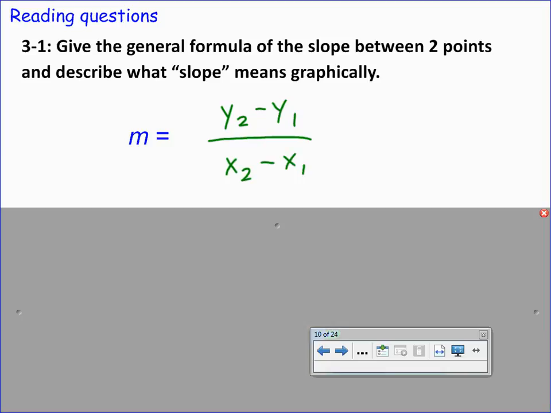You might remember hearing things like rise over run, where rise is how much your line rose or fell as you moved along it from the leftmost point to the rightmost point. The left-right distance between the points would be called the run. The up-down distance between the points would be called the rise. And my 2 points then would be x sub 1 comma y sub 1, and my second point would be x sub 2 comma y sub 2.